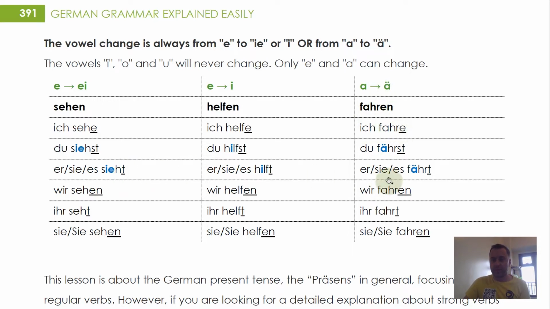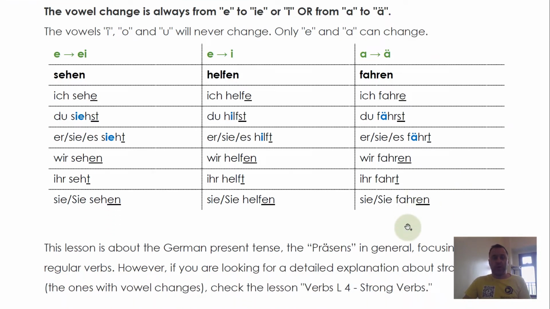Same here with A, the change to Ä. Du fährst, sie, es fährt. Driving or going. We change the A to an Ä, and only here. Everything else you can see, plural, and I, first person, is regular. There is no change whatsoever.